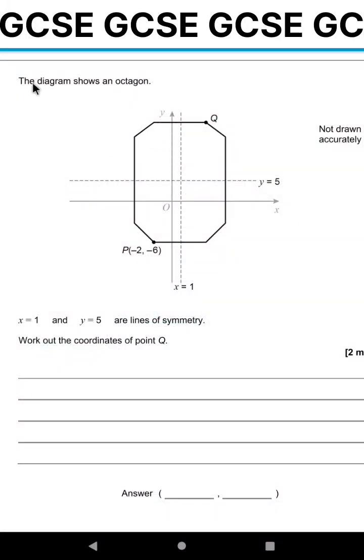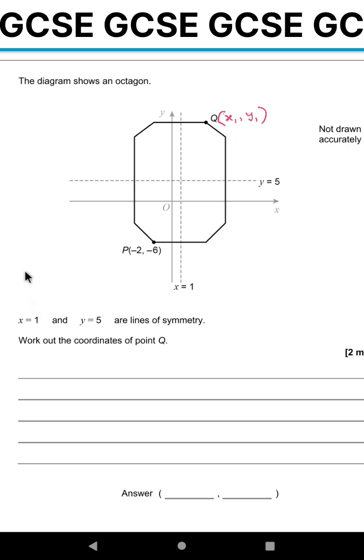It says the diagram shows an octagon, and they said x equals 1 or y equals 5 are lines of symmetry. Work out the coordinates of point Q. Now this is point Q here. Now let's call the coordinates x1, y1.